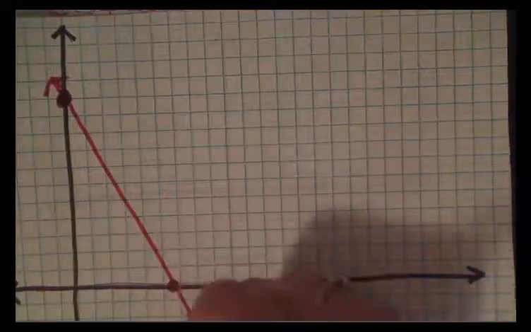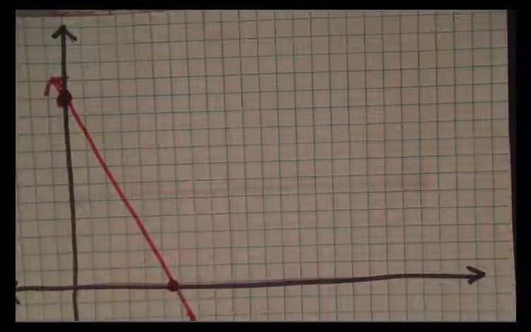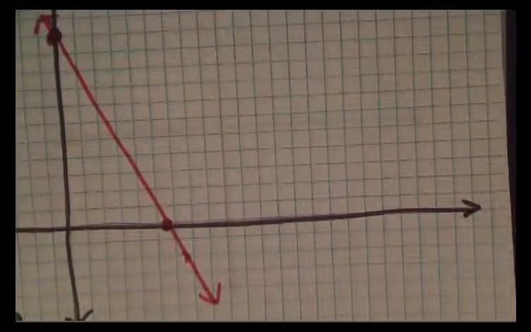Sorry if my lines are a little crooked. Even with a straight edge, I'm very good at making crooked lines. So there's my first line. Oh, sorry, I ran off the paper. There's my first line.